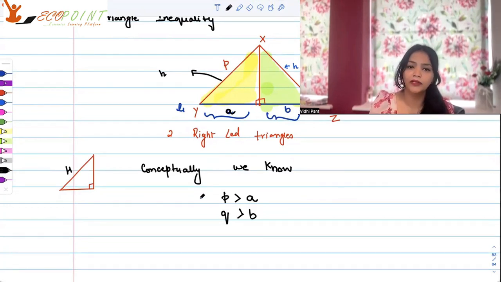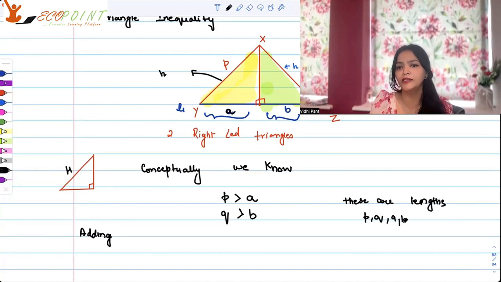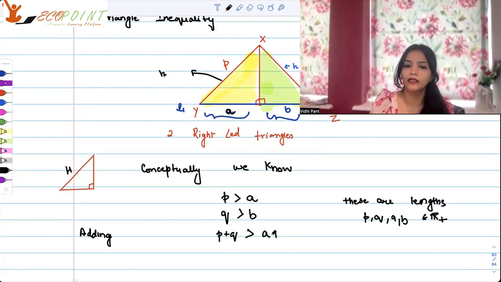Now, this means if I add them, adding the two inequalities, transitivity will hold, because here these are lengths, so lengths are positive. It's not that we will take negatives; lengths are positive. So P, Q, A, B, these are all positive. So P plus Q will be greater than A plus B.